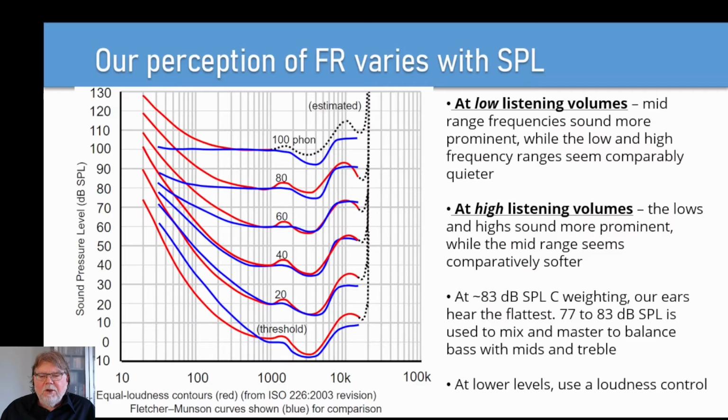At high listening volumes, the lows and highs sound more prominent, while the mid-range seems comparatively softer. So at around 83 dB SPL, sound pressure level, C weighting, our ears hear the flattest. This is why it's referred to as the reference level for critical listening, and also why that sound pressure level, 77 to 83 dB SPL, depending on how much compression is involved, is used to mix and master this music to balance the bass with mids, highs, and treble.